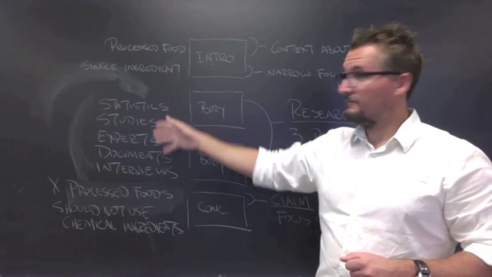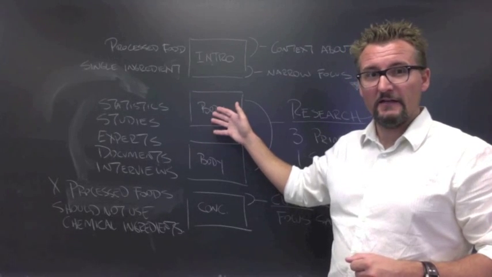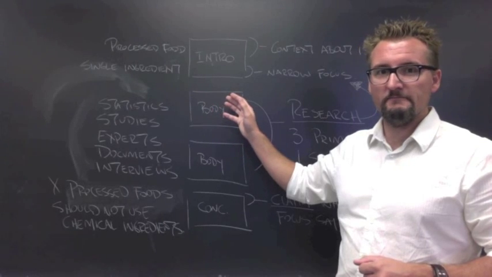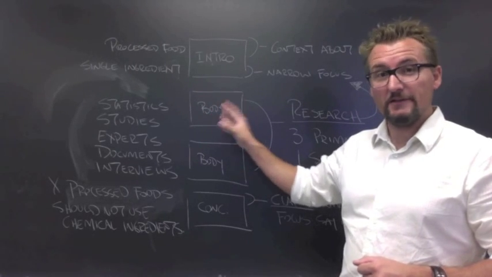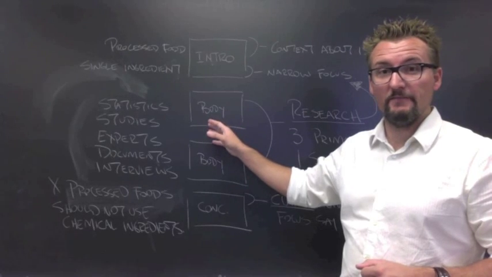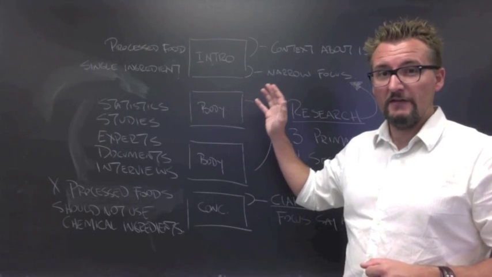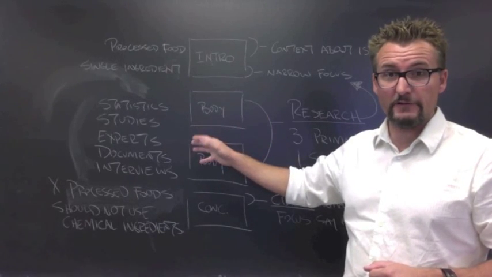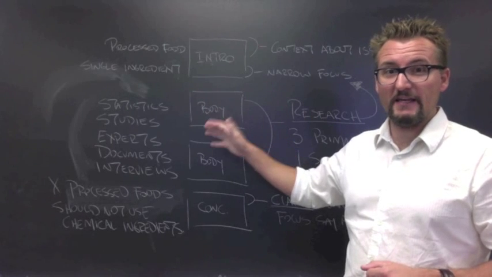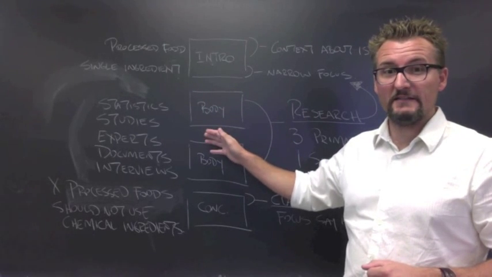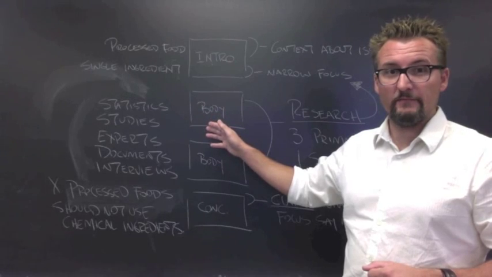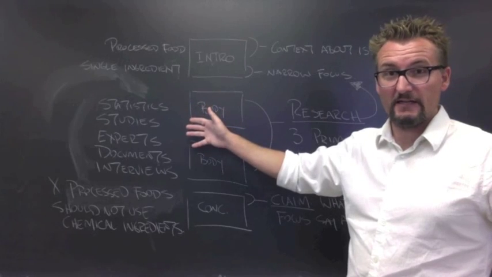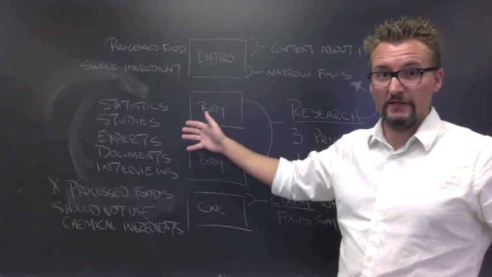Your research, which can take on many different forms, could be statistics, studies, expert opinion, original documents, interviews, whatever it happens to be, is all going to be about high fructose corn syrup in this example. You might get into the history of high fructose corn syrup. You might get into the chemical composition of high fructose corn syrup. You might get into the very specific thing that high fructose corn syrup does when it's in a Twinkie. Whatever the case may be, your narrow focus guides all of the research that you conduct and all of the research that you include in your paper.